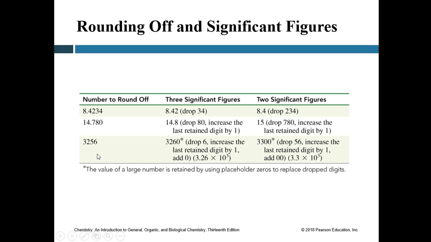Here we go with the last one. 3 significant digits, 1, 2, 3. We look at the last one. We are going to need to round up. So it's going to be a 3, a 2, a 6, and 0's as placeholder. So 3,260.